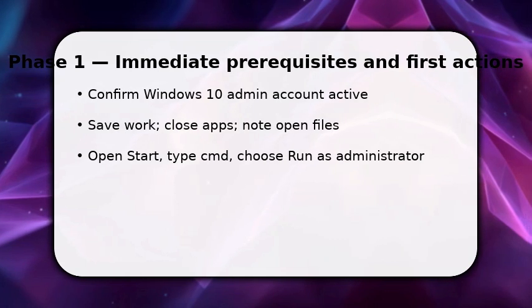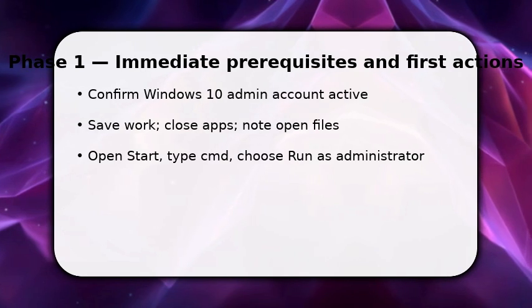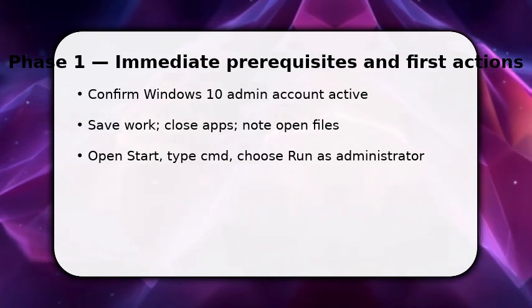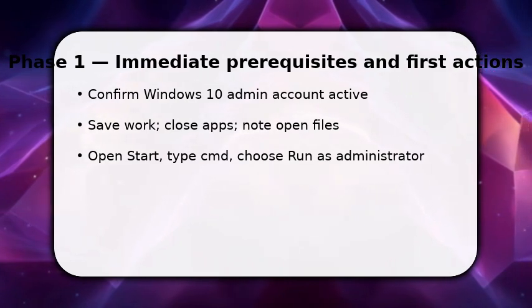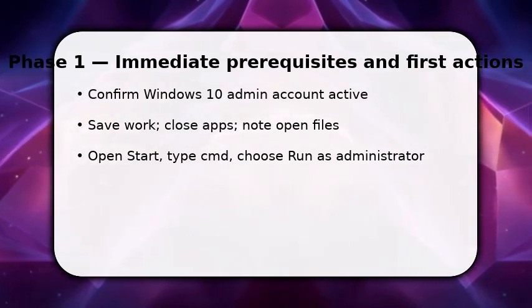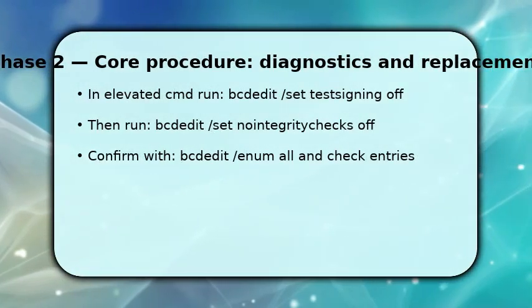Make sure to verify Windows Edition and that Secure Boot isn't blocking unsigned drivers. This ensures the next commands will apply successfully. Now you execute the core commands. Type bcdedit /set testsigning off and press Enter. This clears test signing mode at boot.